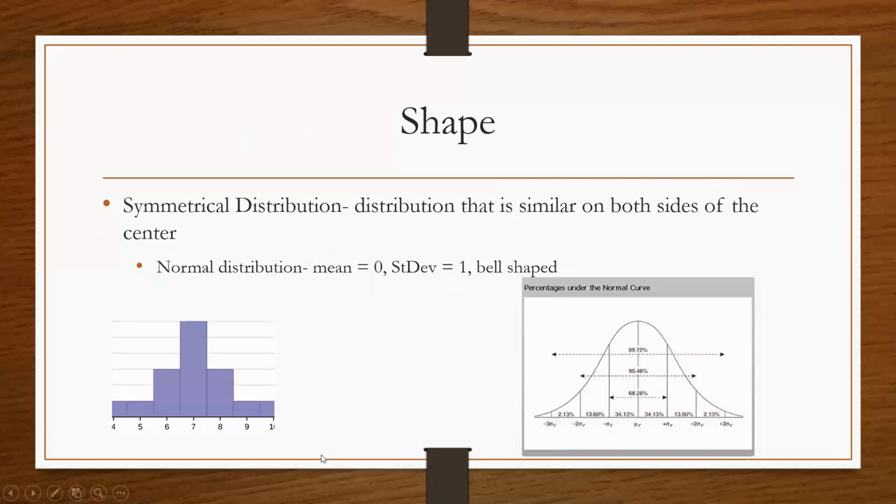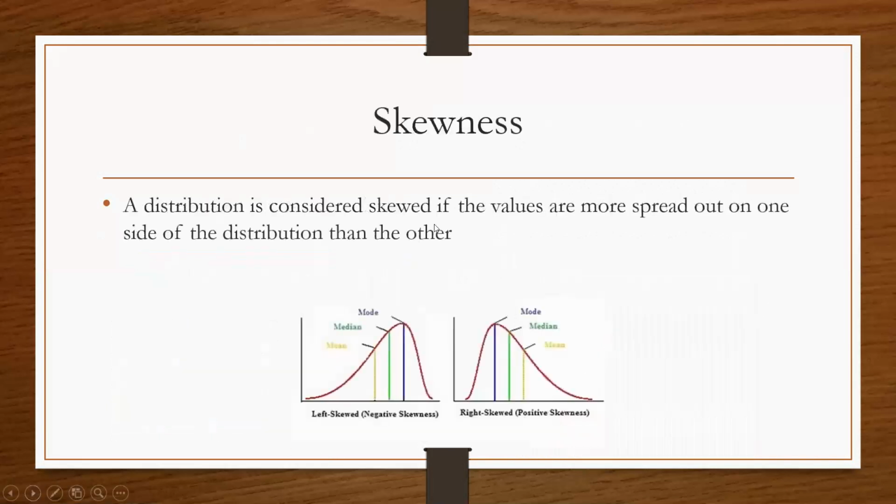Of course, you always have the asymmetrical ones, which are skewed. It's considered skewed if the values are more spread out on one side of the distribution than the other. So you have left skewed over here, and you have right skewed over here. Remember, just follow the tail. That will tell you what way the skewness is.